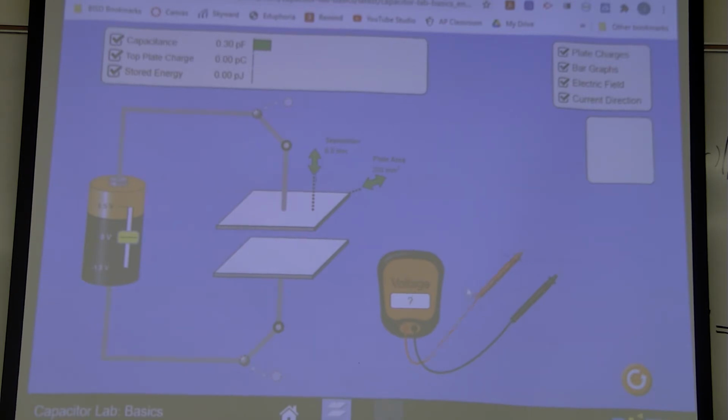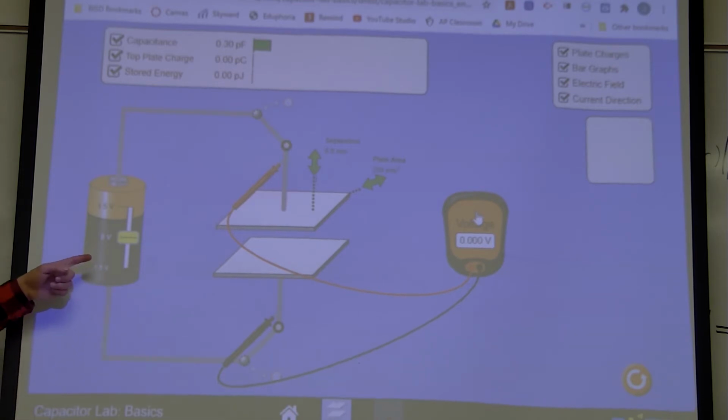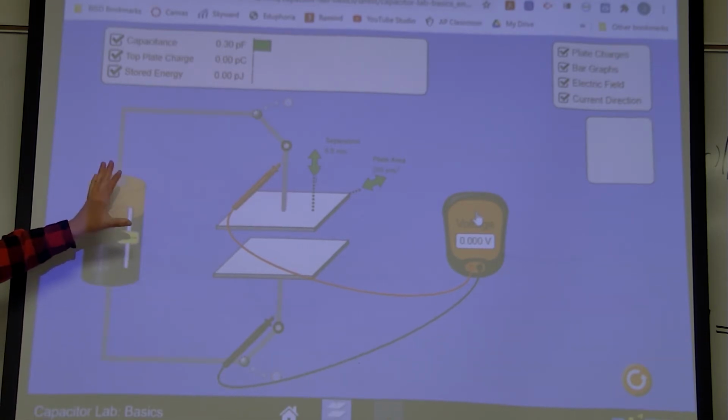By convention, we take our positive lead and put it on the side closest to the positive terminal of the battery, and we put our negative lead on the negative terminal. I don't have to put it on the plate; I can put it on any wire connected to the plate. It's floating, yes, they typically float. And the battery's not connected, so nothing's happening, right?